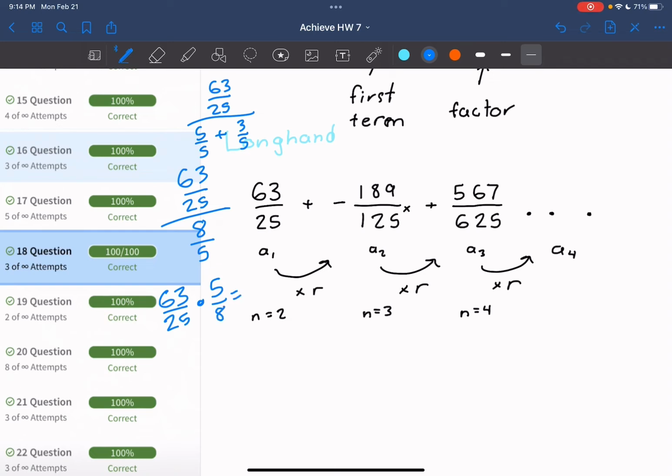And then once you do this, let's get our calculator here. 63 times 5 is going to give you 315.